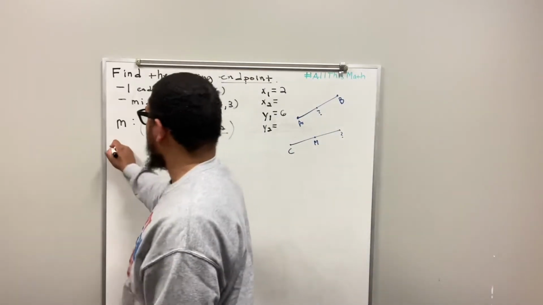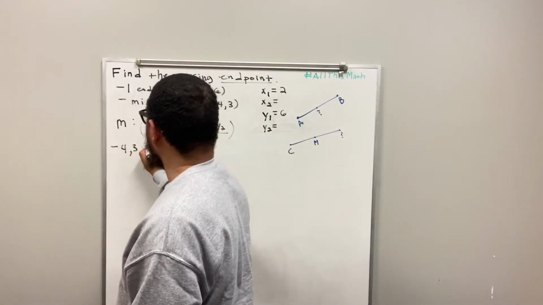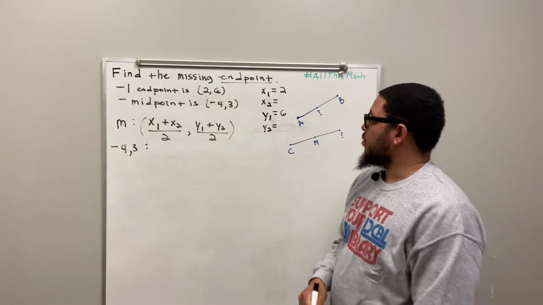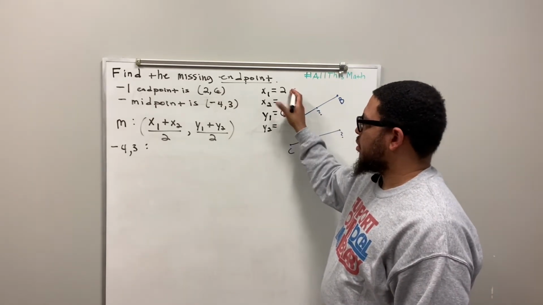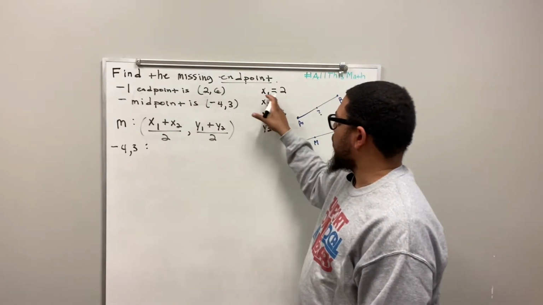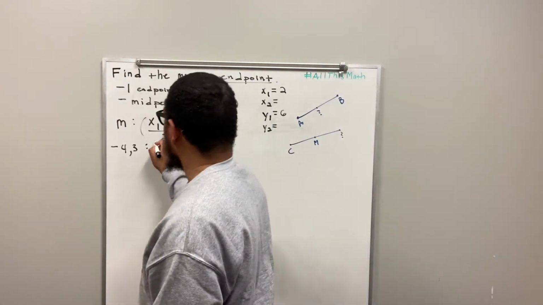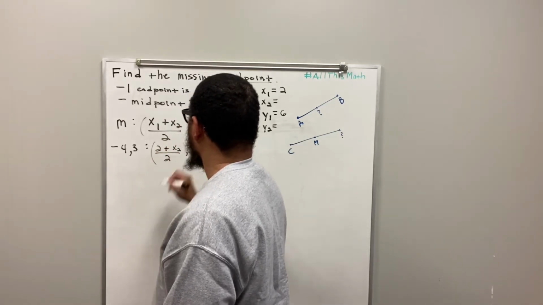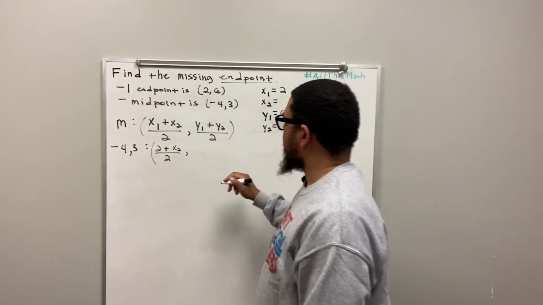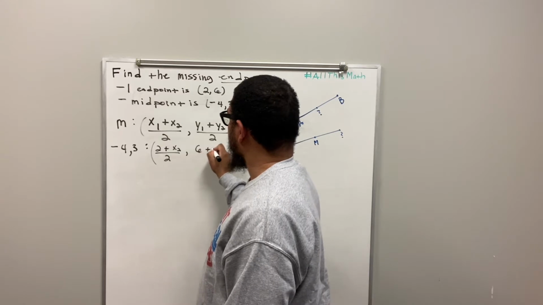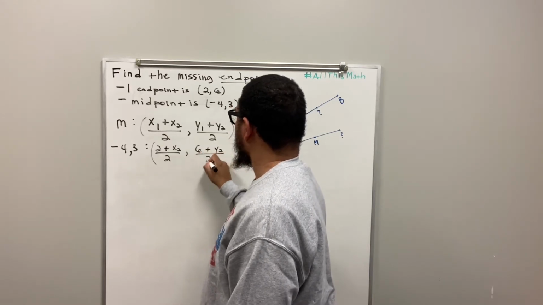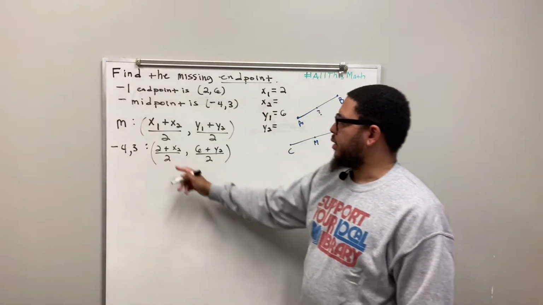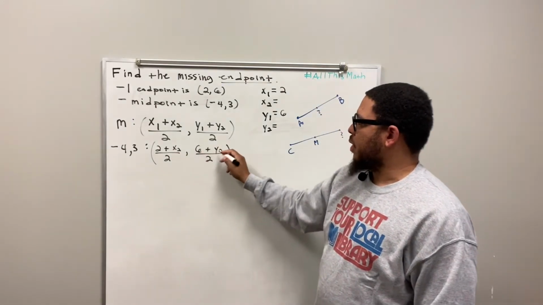So I'm going to just say -4, 3, and then over here, I'm going to replace whatever numbers or letters I can. I know what x1 is, so I don't need to write x1. I can replace x1 with a 2. So I can write 2 plus x2 divided by 2. Then I write a comma. And then y1 is 6, so I replace y1 with a 6. I got 6 plus y2 divided by 2. Right? So that's what I have there. I had 2 plus x2 over 2, and I have 6 plus y2 over 2.